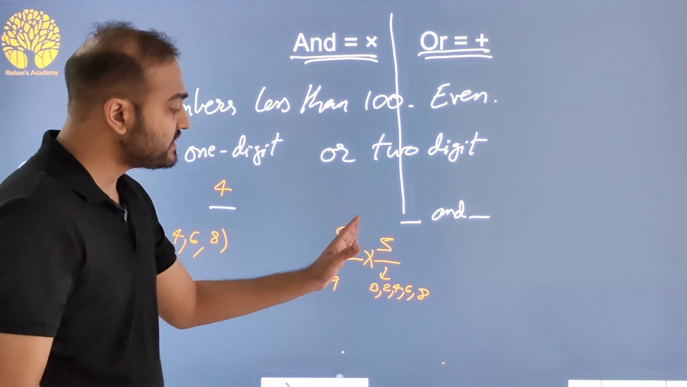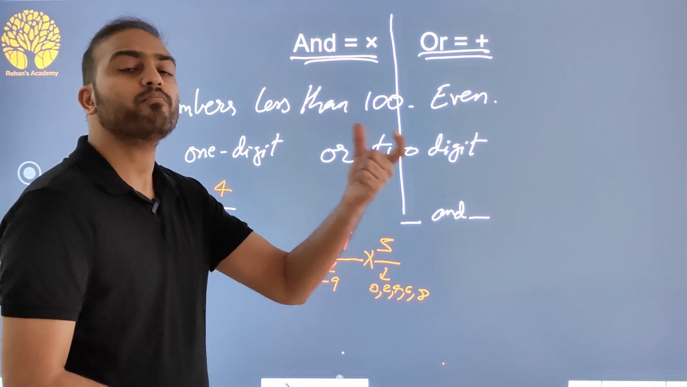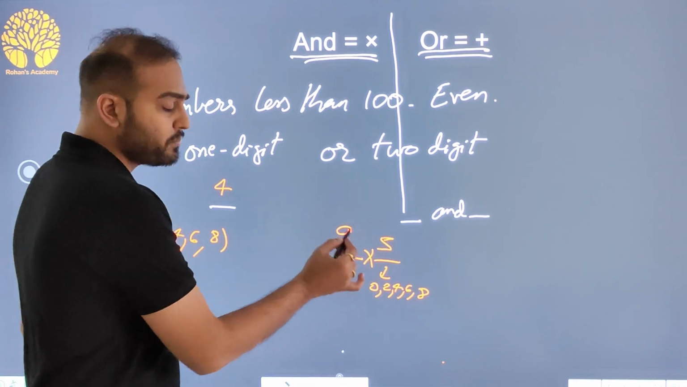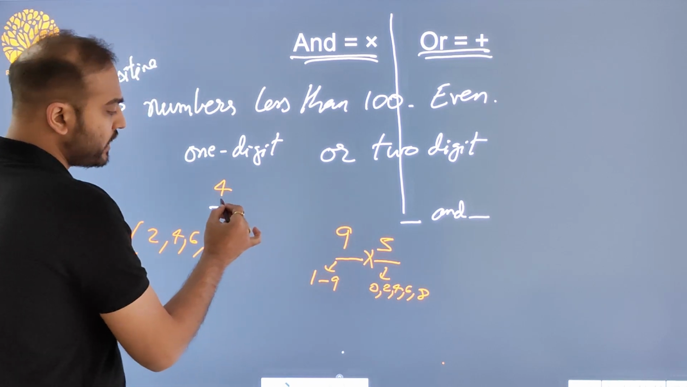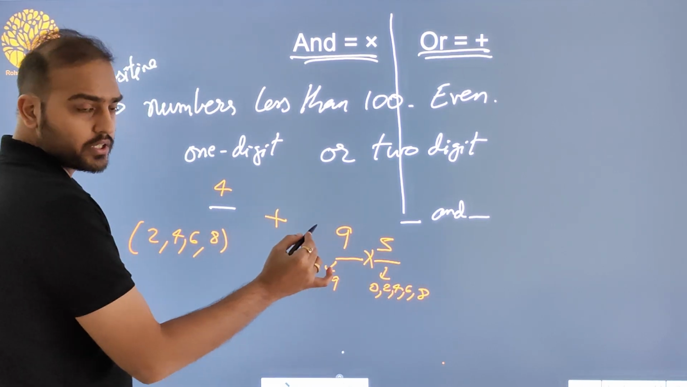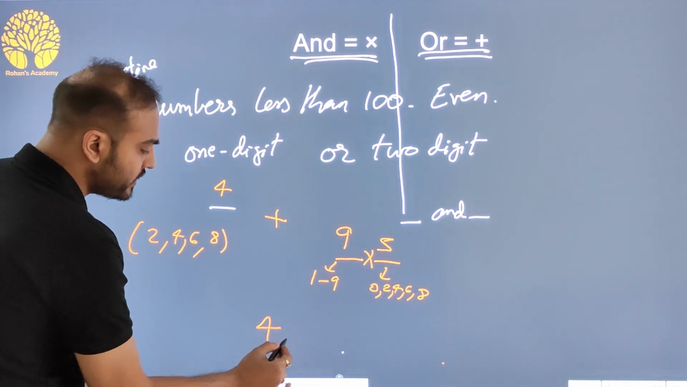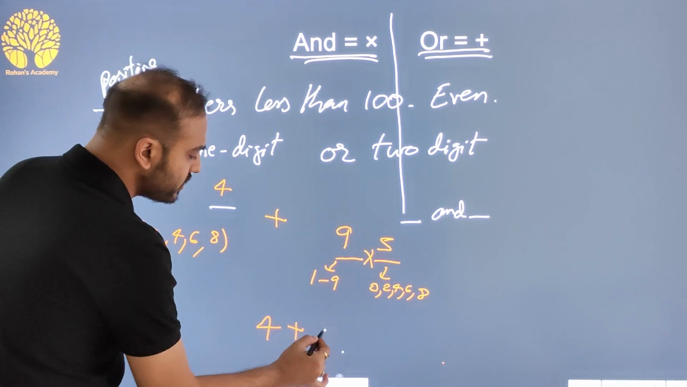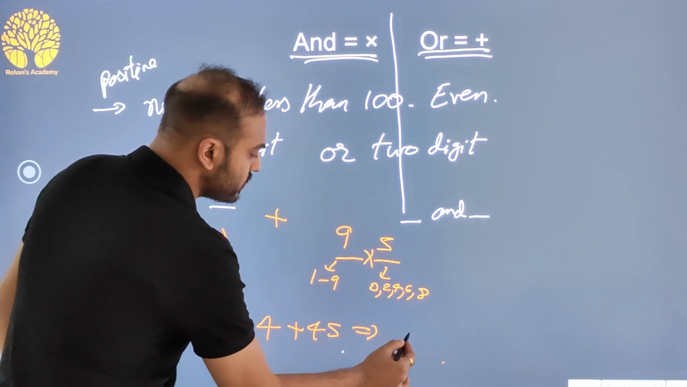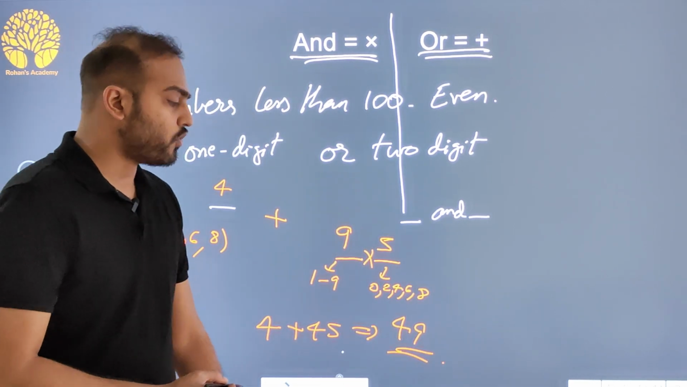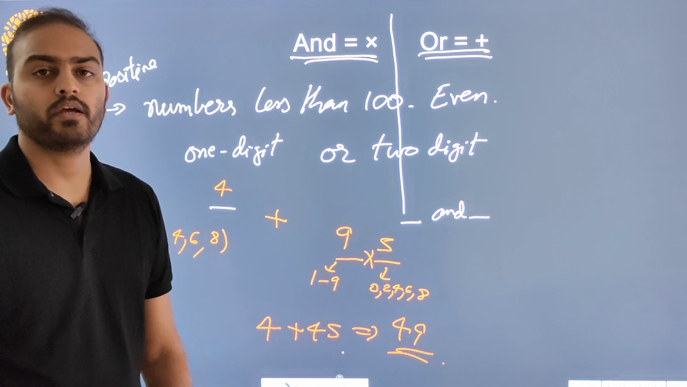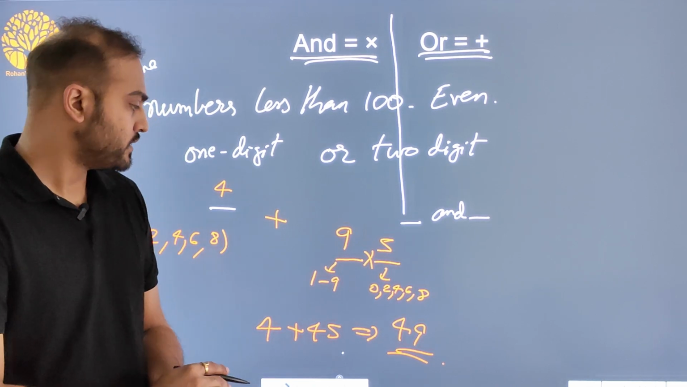Since I want this and this both to give me a two digit number, we are using multiplication. Now I want one digit or two digit, so the answer becomes one digit or two digit, so we add. That's 49 numbers. I hope that makes sense.